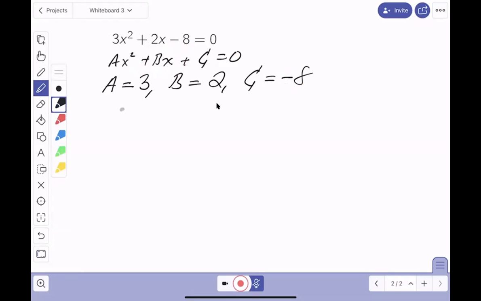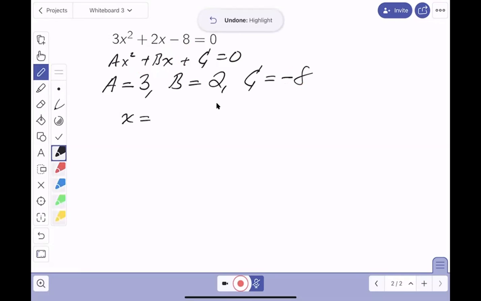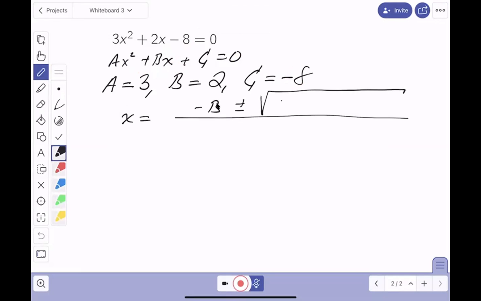Well, it says x, which is the variable, is equal to, and I'll write this down very carefully, a long fraction bar. The opposite of b, we'll do this later, plus or minus the square root of b squared minus 4 times a times c. What goes on bottom? Twice a.